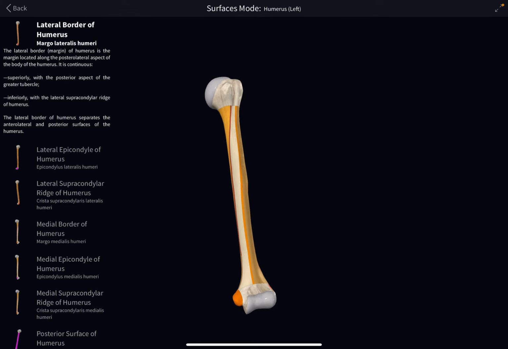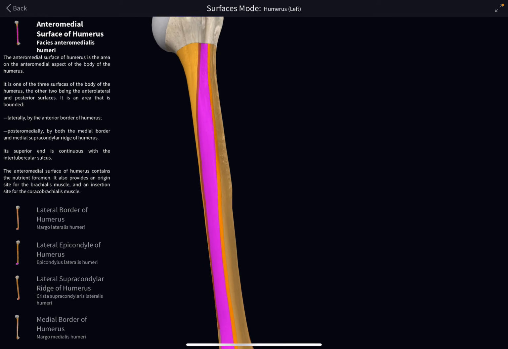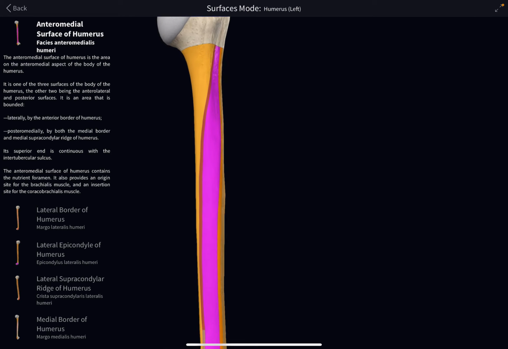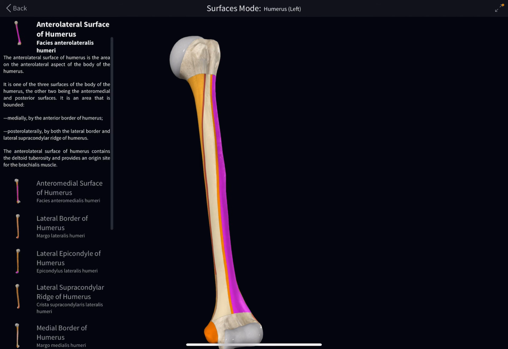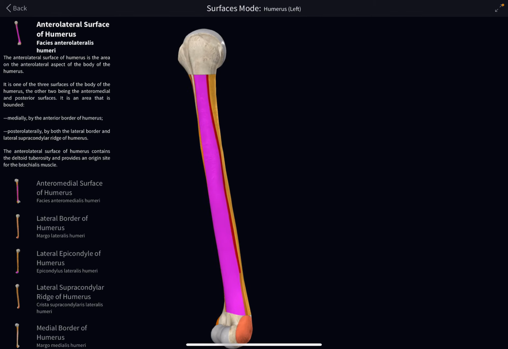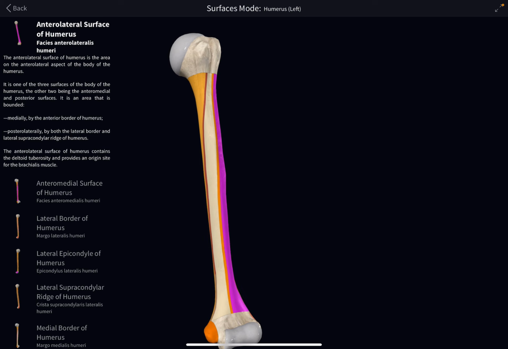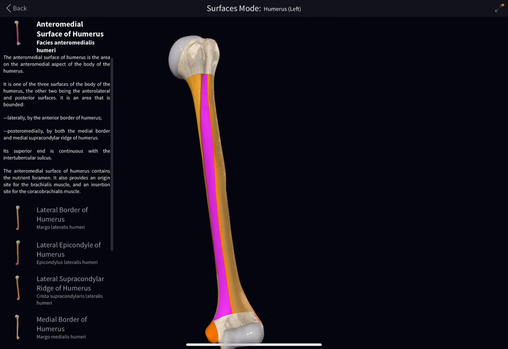The anteromedial surface is this, and it lies between the anterior border and the medial border. So this is the anteromedial because it is between the anterior border and medial border. And here is the anterolateral surface. Highlighted in pink color is the anterolateral surface, which lies between the anterior border and the posterior border. So this is the anterolateral surface, this is the anteromedial surface.